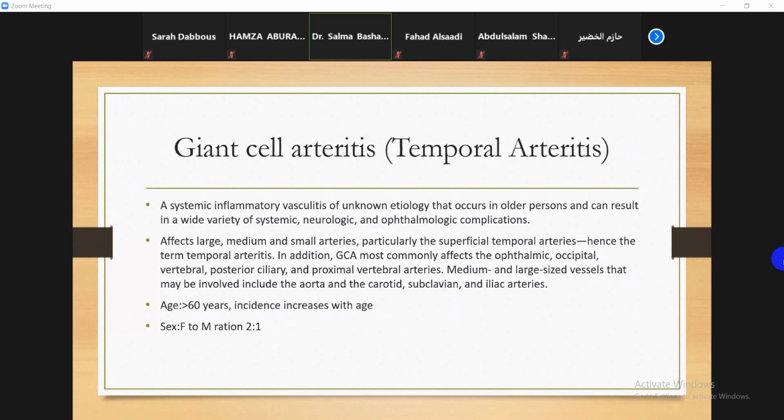It can affect large and medium arteries, particularly the superficial temporal artery, and that's why we call it temporal arteritis. Again, the age, more likely in elderly, more than 60, and the incidence increases with age. Female to male ratio is 2 to 1, so more common in females.